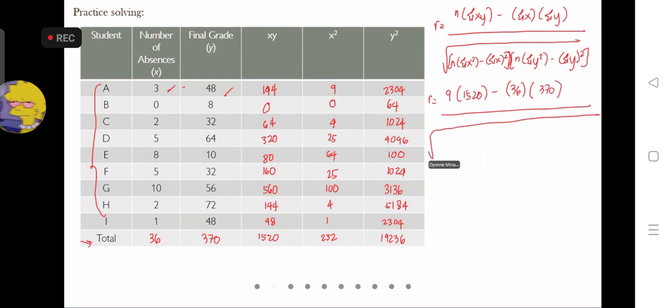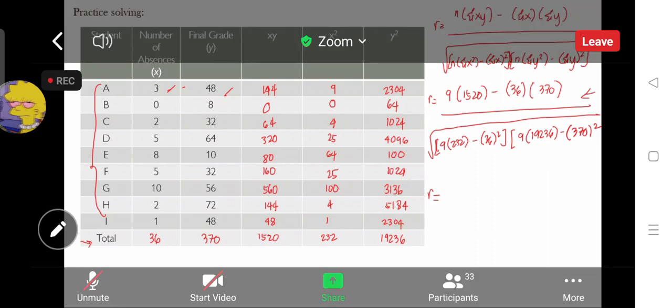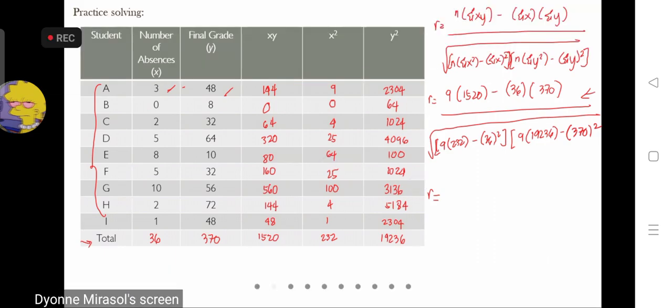over the square root of 9 times summation of x squared is 232 minus summation of x is 36 squared times 9. Summation of y squared is 19,236 minus summation of y is 370 squared. Sige, ato na po siya manamanawon. Pila ang value sa numerator? 60, miss. 360, miss. 216. 360. Okay. How about our denominator? Dire.